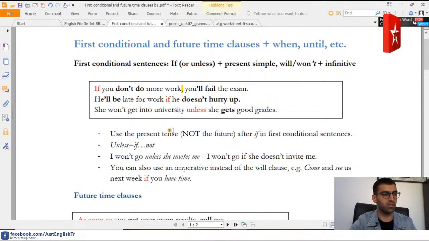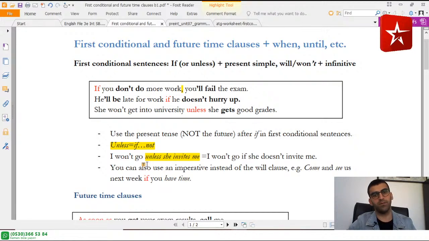So we use the present tense after if in first conditional sentences, and we can also use unless. Unless means if not. For example, I won't go unless she invites me. Like, I won't go if she doesn't invite me.